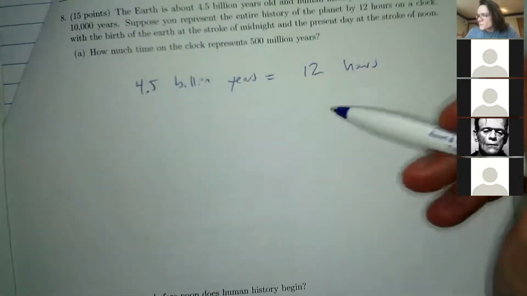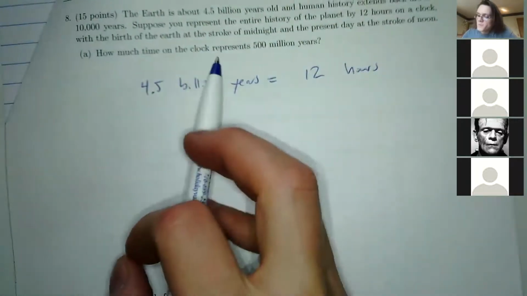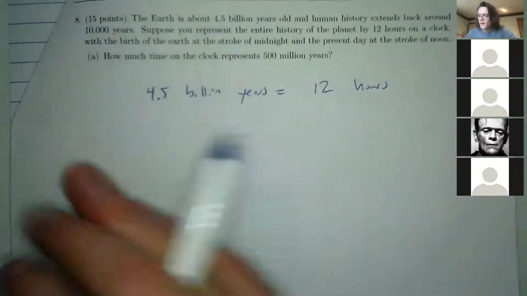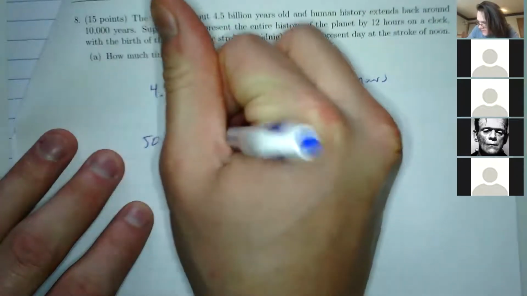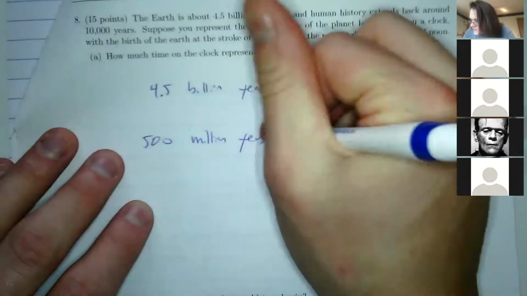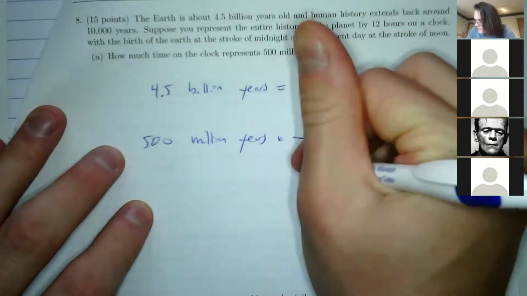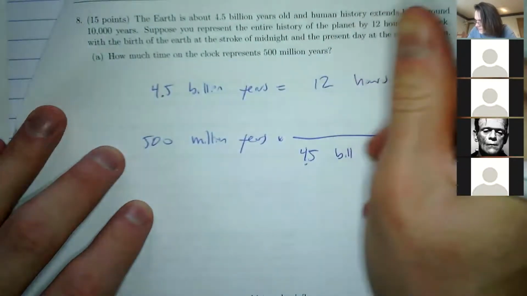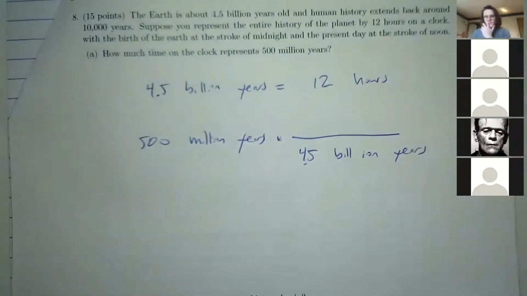And so what we want to do is, first question, how much time on the clock represents 500 million years? And we're just using this conversion factor. So I have 500 million years. I'm going to just convert it by doing 4.5 billion years.